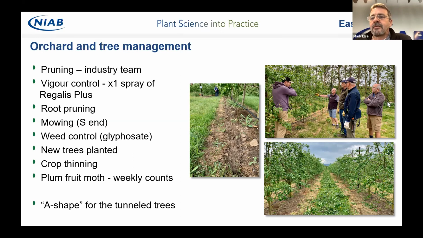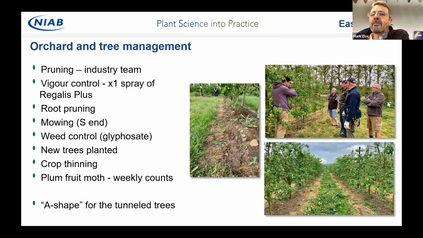And you can see there, the first photograph on the left is an example of a root pruning treatment that we applied. And you can see there the guys on the right-hand side who came to visit us, I think probably in May, and this is very much an industry-led consortium. So it was great to see the industry turning up on a Saturday morning to help make sure that we prune the orchard in a way that was appropriate for commercial production.